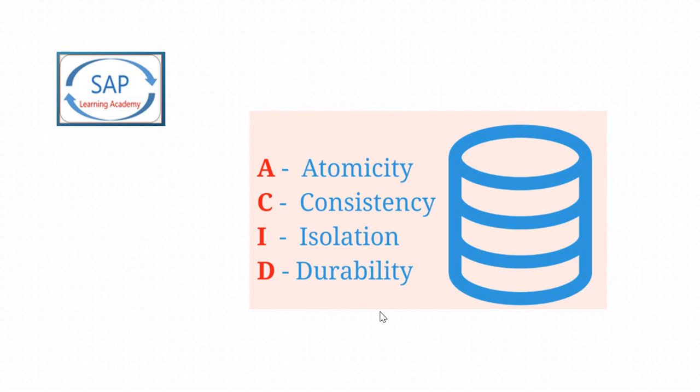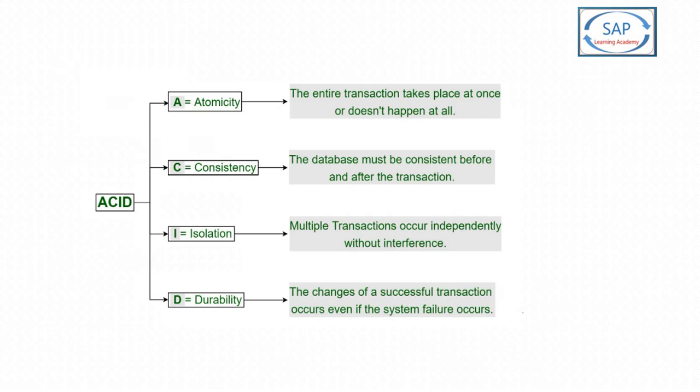In this tutorial, I will be telling you about the ACID properties in database. ACID is the acronym of Atomicity, Consistency, Isolation, and Durability. I will be telling you about these four properties in the coming slides. First we will see the meaning in brief, like atomicity. It means that the entire transaction takes place at once or does not happen at all.